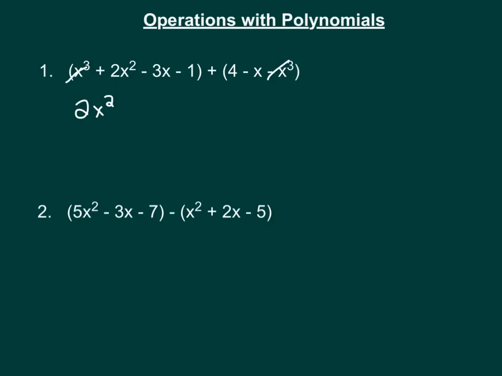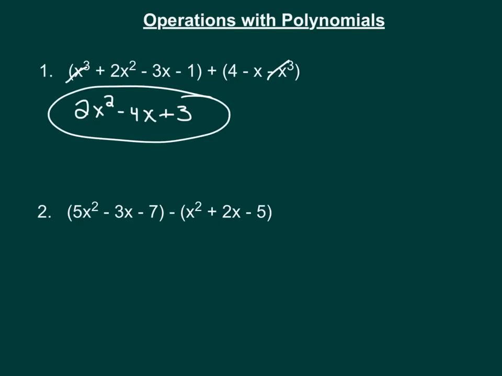All right, now here we have a negative 3x, and as you look across, here we have a negative x. So if we combine negative 3x and negative x, that'll give us negative 4x. And then finally, we can just combine our numbers. We can combine this negative 1 with the positive 4 to give us positive 3.